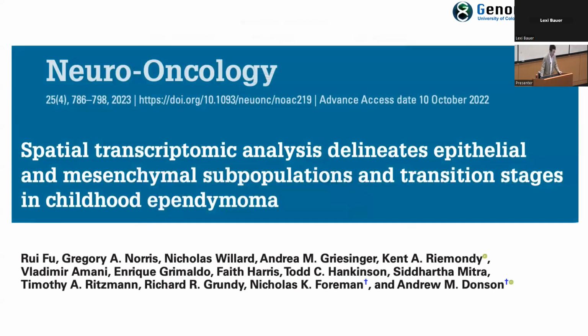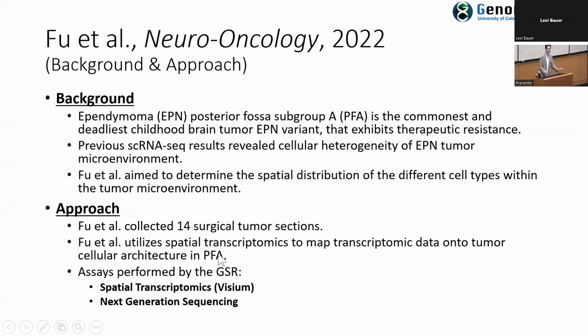And in this next paper, also on uro-oncology, Ray Fu and Andrew Donson applied spatial transcriptomics to their research. This one, another mouthful: Spatial transcriptomics analysis delineates epithelial and mesenchymal subpopulations and transition stages in childhood ependymoma. So what in the world? So let's take a look. So some background. Ependymoma posterior fossa subgroup A, PFA, is the commonest and deadliest childhood brain tumor EPN variant, and sadly, it exhibits therapeutic resistance.